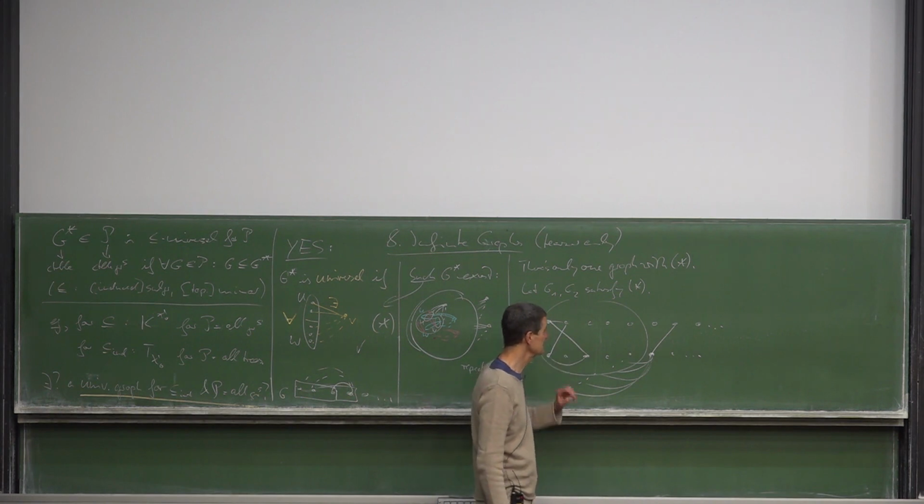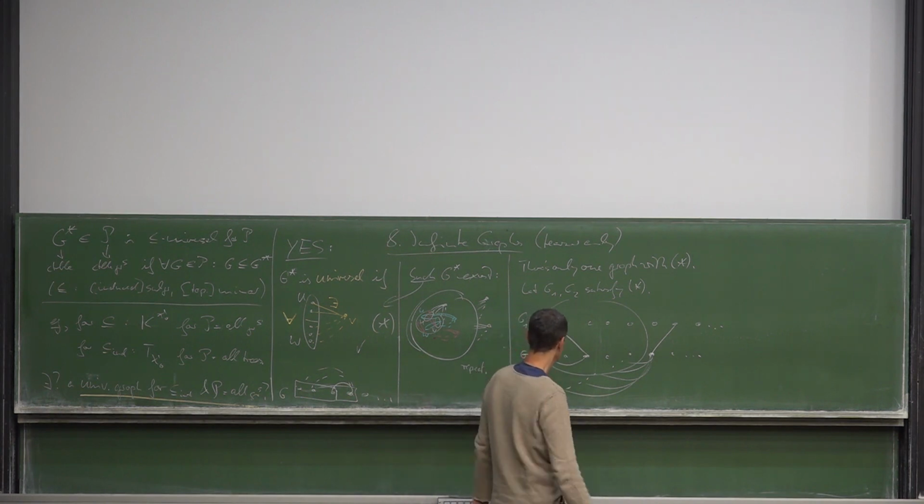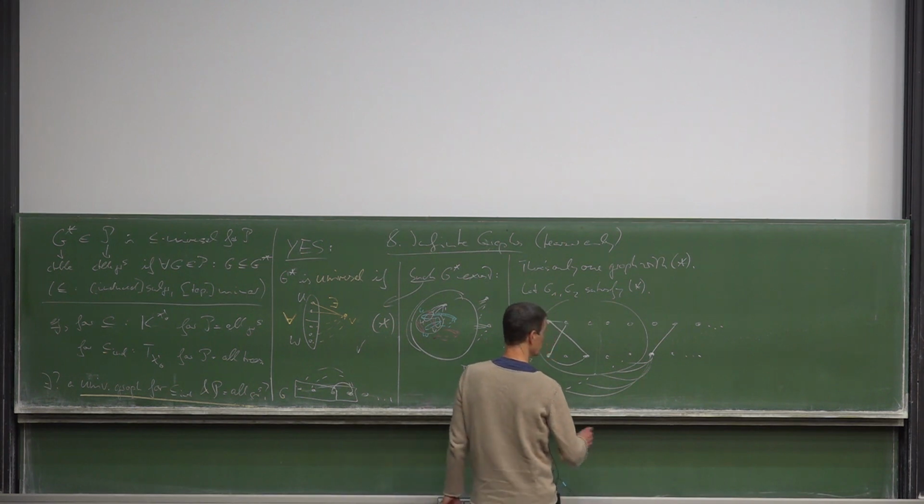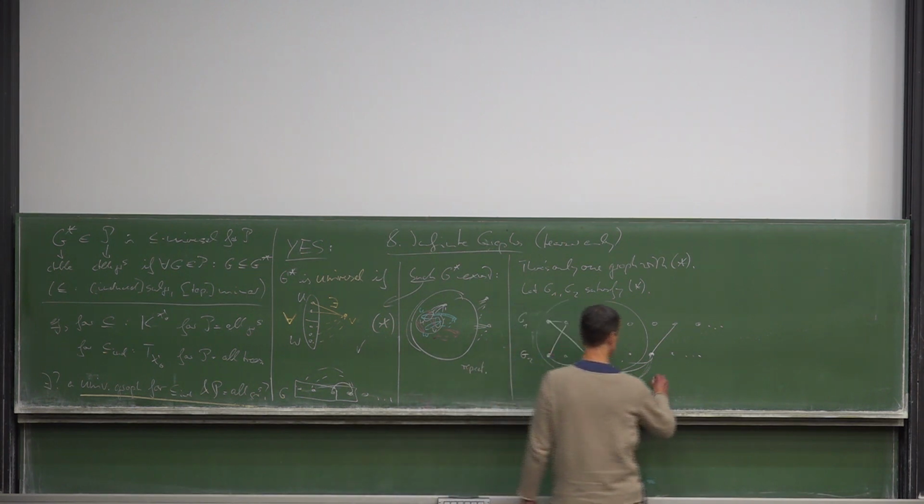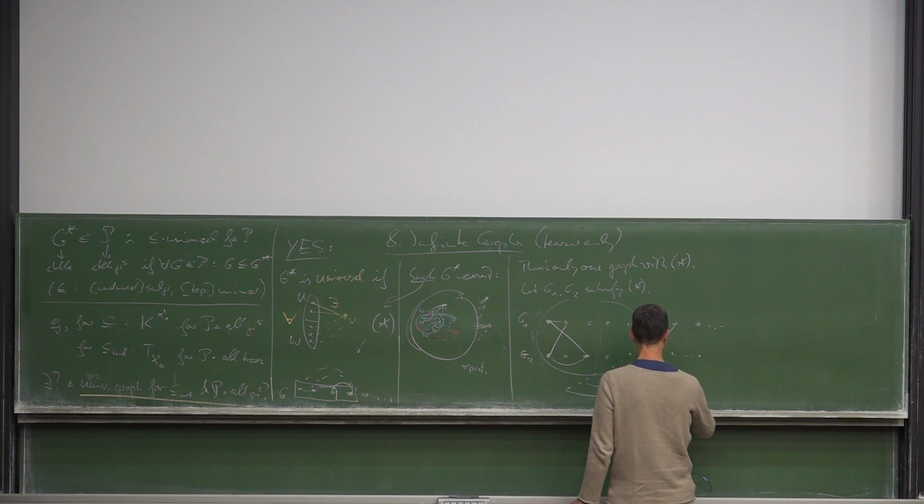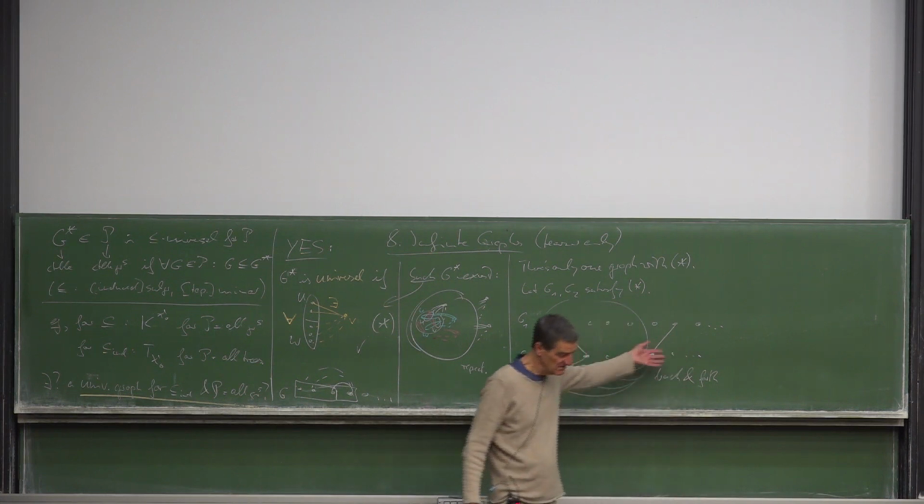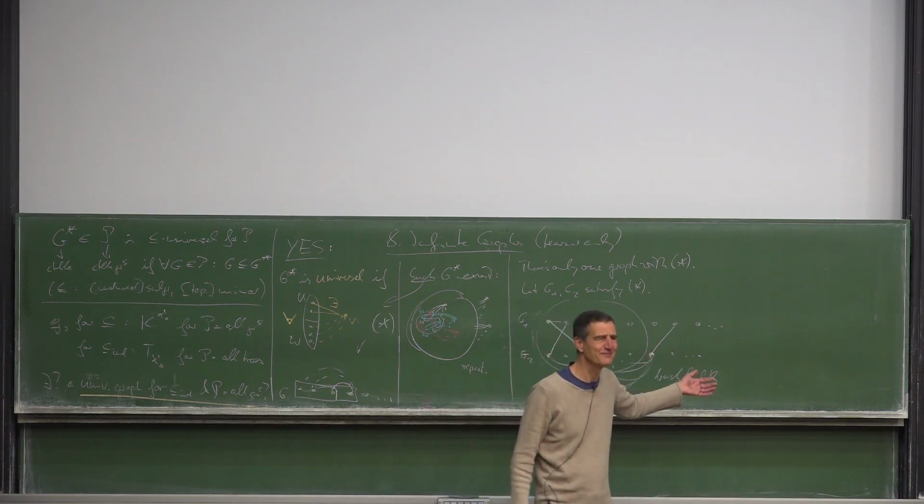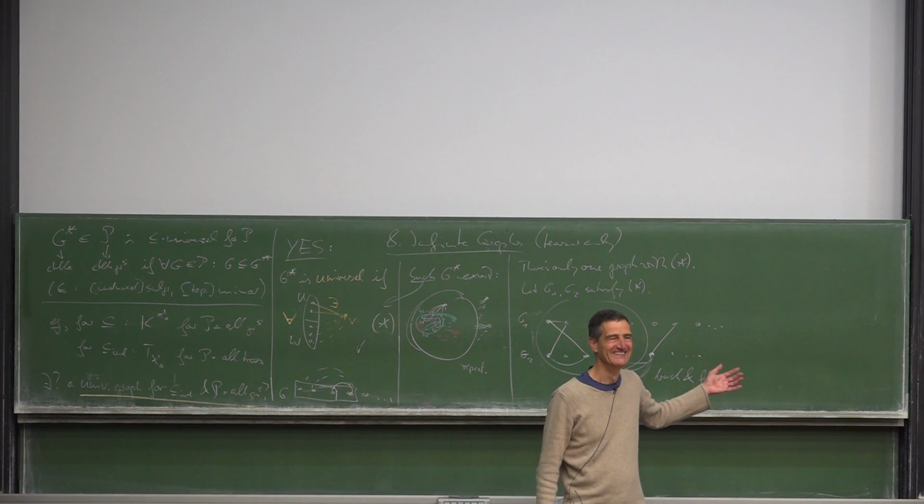Right, so this is called a back and forth argument. A back and forth argument is a proof technique for universal graphs. All right, more questions?